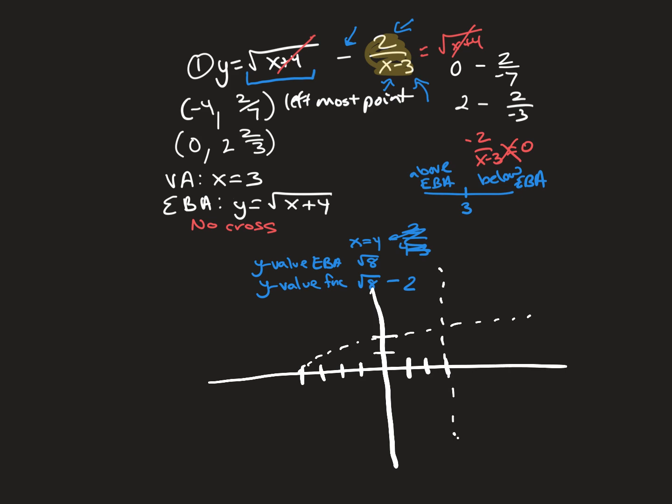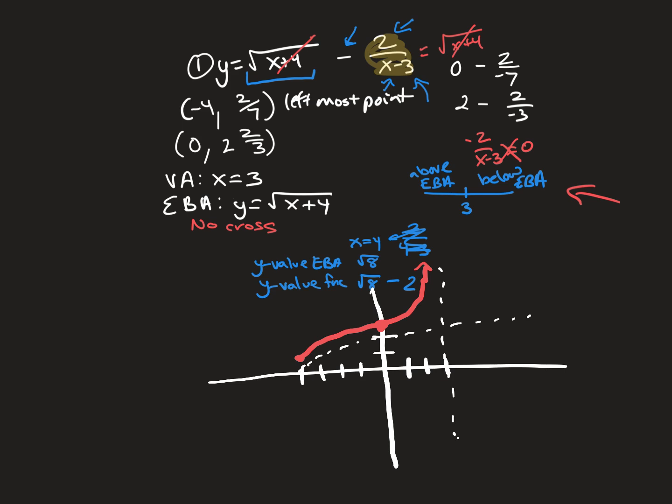And now let's put on some points we know. We know that the y-intercept is 2 2/3. So notice it's going to be above that EBA. And the leftmost point is -4, 2/7. So again, just above the EBA. And so let's now go to this chart we created. To the left of 3, I'm always above the EBA. So that means if I'm always above the EBA, to the left of the vertical asymptote, I must be going towards infinity. And then it's going to be going through these points. And we know it doesn't cross the EBA.